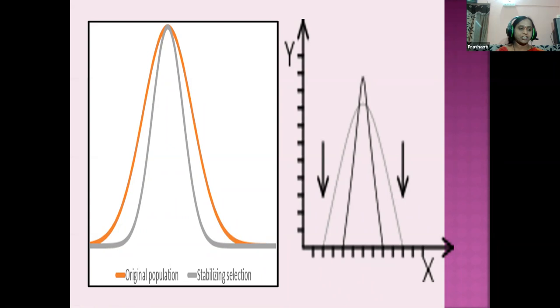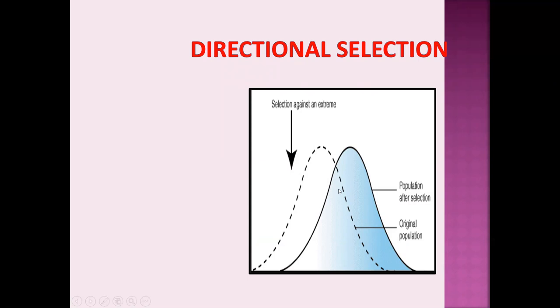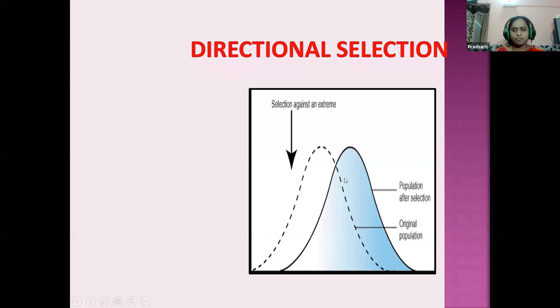Next, we go to directional selection. Directional selection is also called progressive selection. So those most adapted or selected move in one direction. Let's see this picture, children. This is the original population, and here they have been shifting towards either the right or left side, towards one direction, and they are settling. As they move towards one side, this is called directional selection or progressive selection.